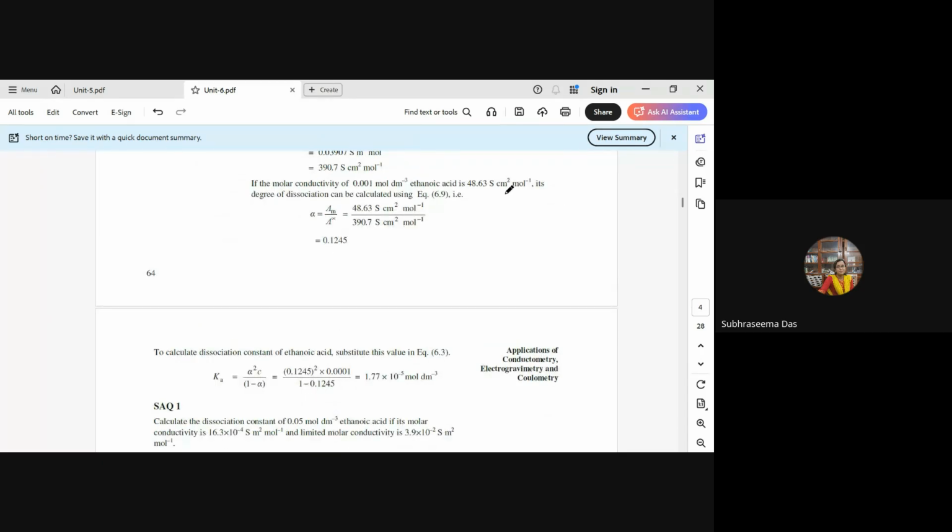So if the molar conductivity of a particular solution is known, then its degree of dissociation can be calculated as alpha is equal to lambda m by lambda infinity.